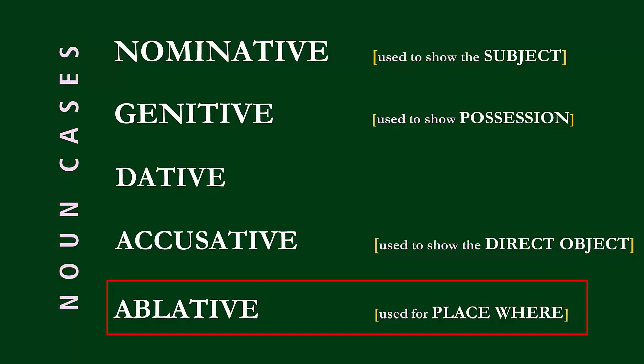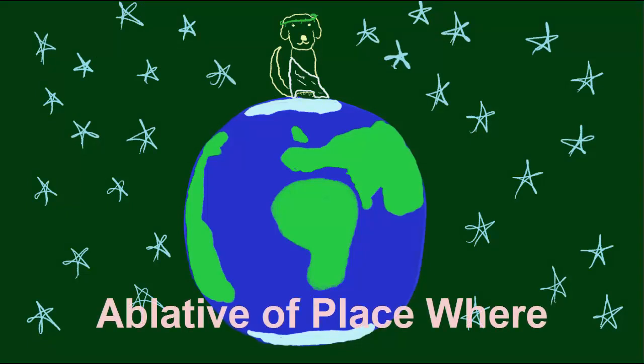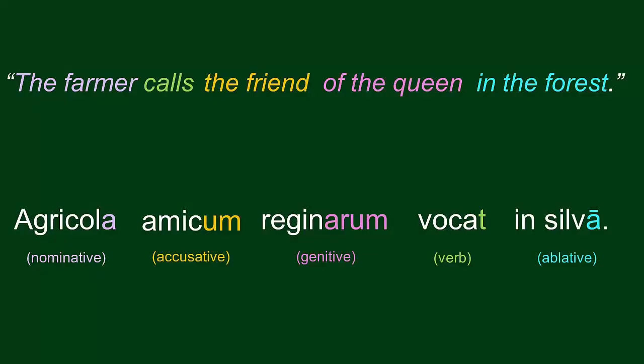Then we get to the ablative. Last time we talked about the ablative, we learned that it signifies place where. The ablative of place where tells you where someone or something is. Not where they've been or where they're going. It just tells you right smack where they are. So to go back to our example sentence, where exactly is the friend of the queen? Well, they are in the forest. So silva is declined as the ablative of place where.